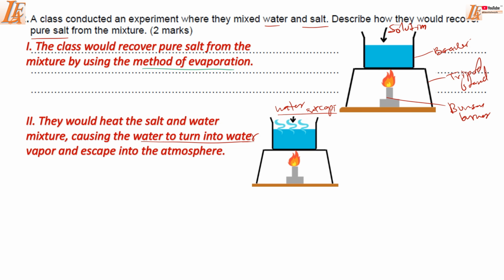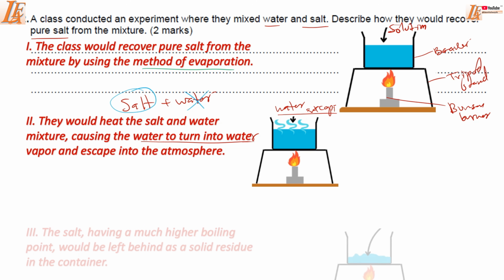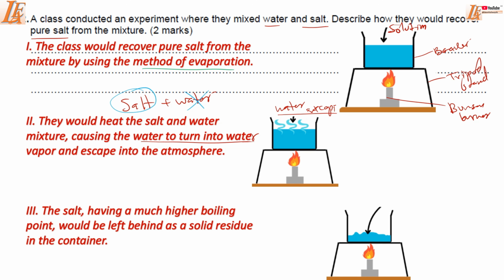Then if we had a mixture of salt and water only, and this water has escaped to the atmosphere, it means we will remain with salt. Then the third step, you will tell us the salt, having a much higher boiling point, would be left behind as a solid residue in the container. Once the water has gone, what we will remain with is salt. And the reason why salt does not also escape is because it has a higher boiling point.